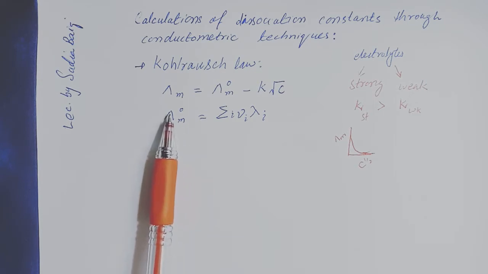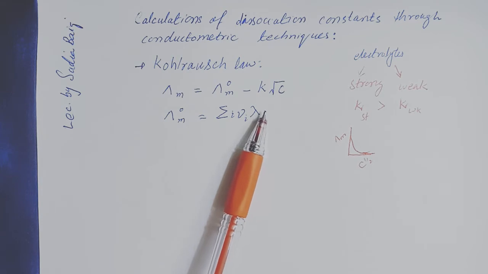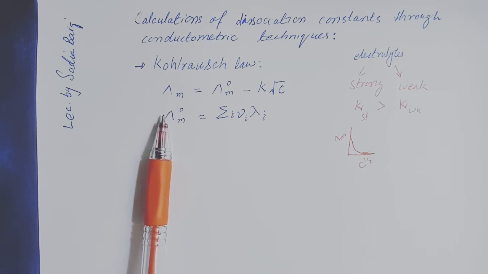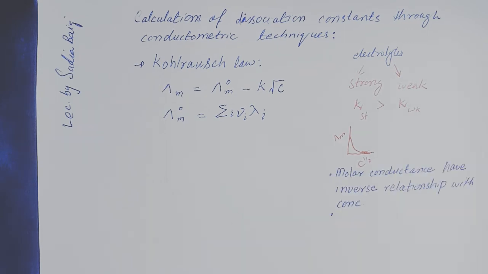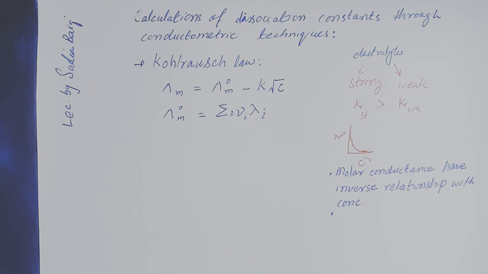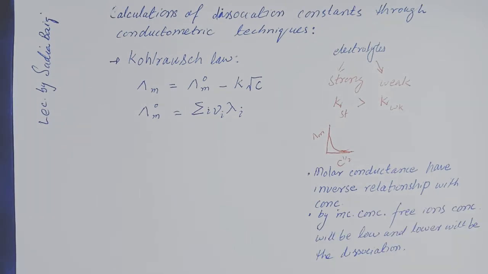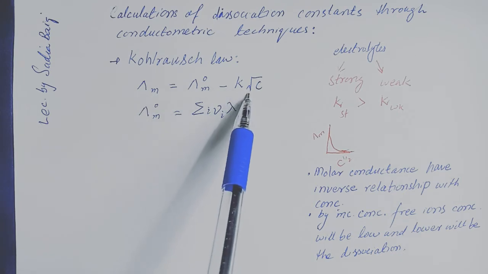non-linear relationship between the molar conductivities and the concentration of the electrolytes, which states that the molar conductance has an inverse relation with the concentration. By increasing the concentration, the free ion concentration will be low. Then the lower will be the dissociation.